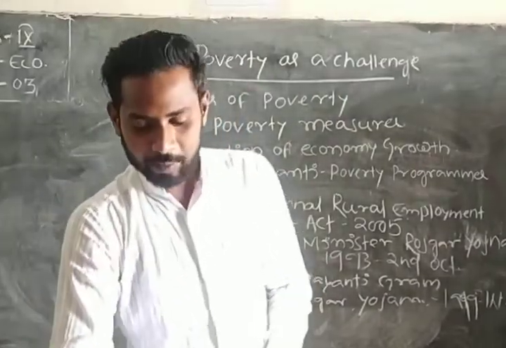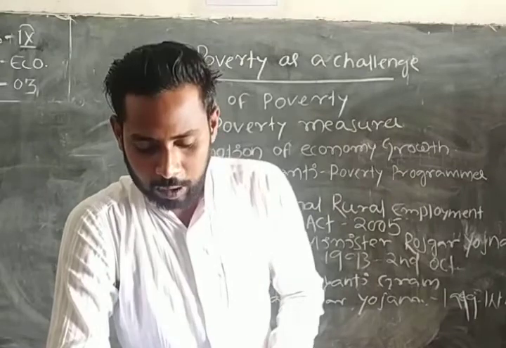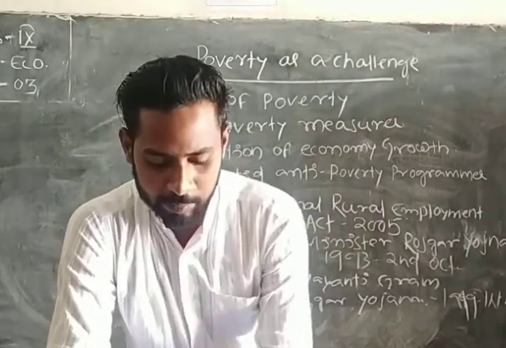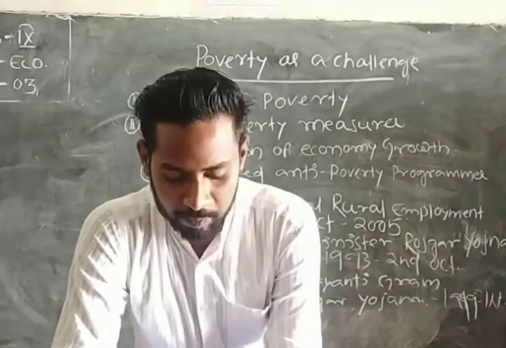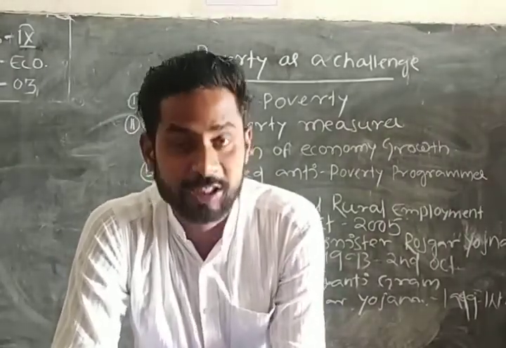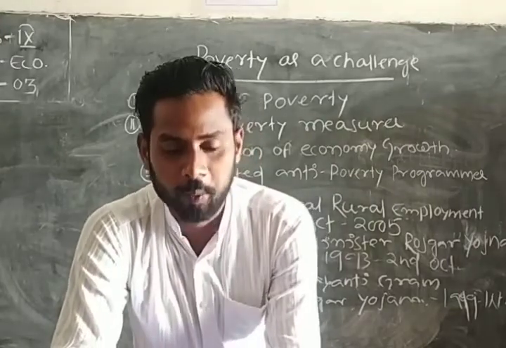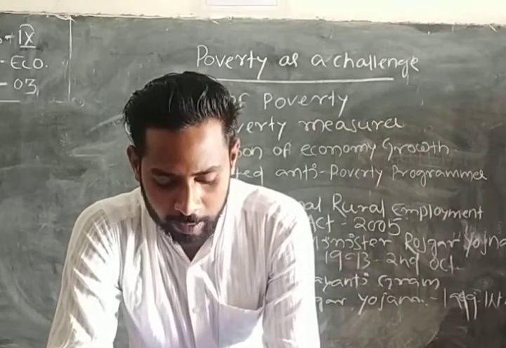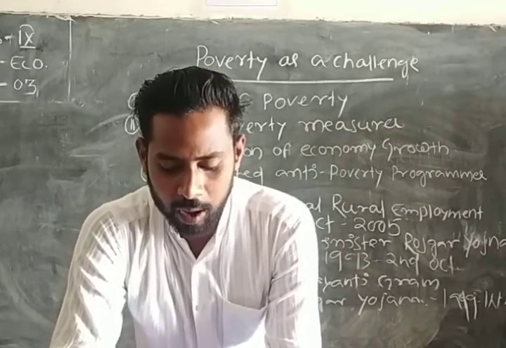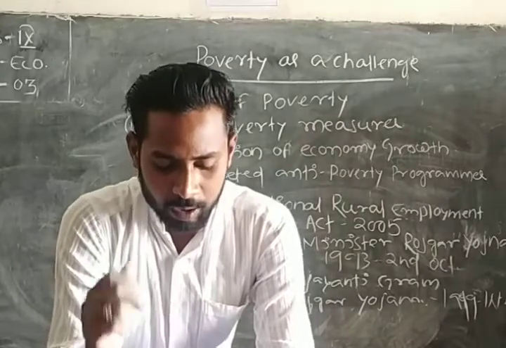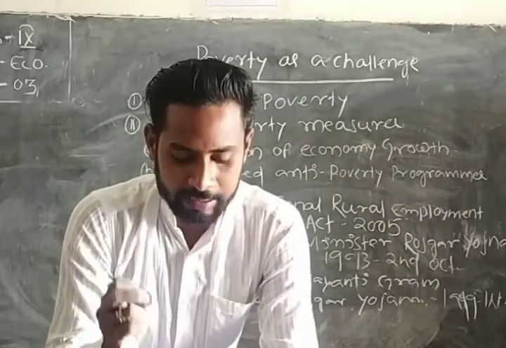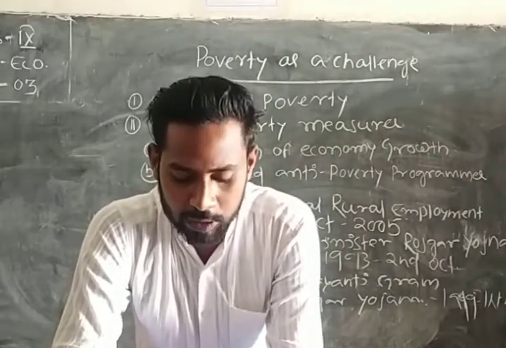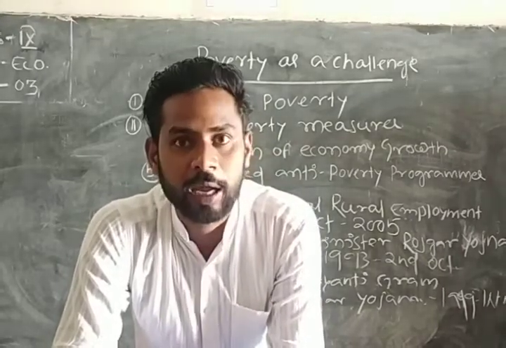The objective or aim of this program is to help rural people organize themselves into self-help groups, or SHGs, by promoting enterprises at the village level. This program helps poor families rise above the poverty line. In this program, the government provides subsidy and bank credit to rural people for generating income.